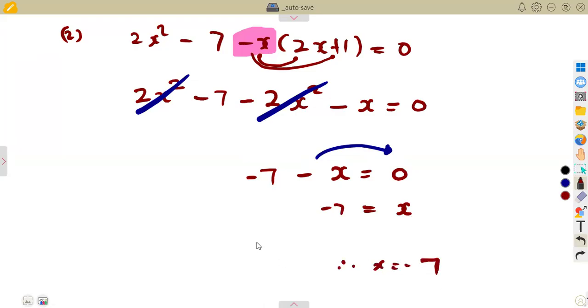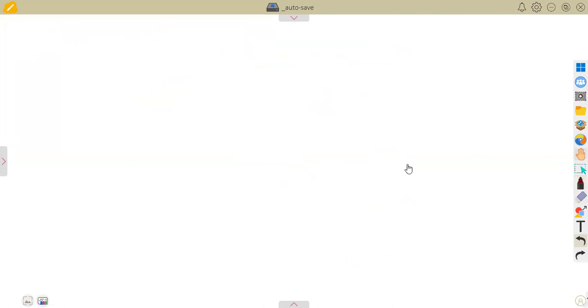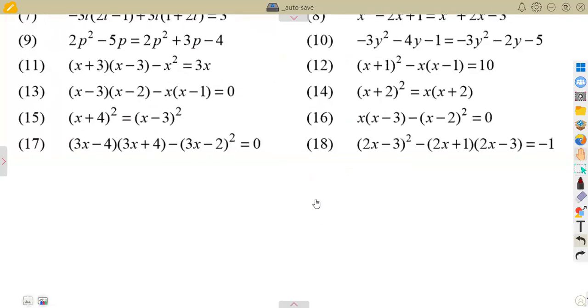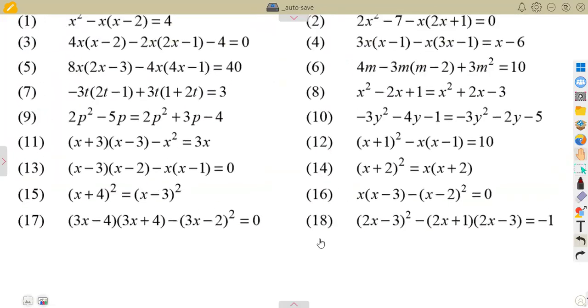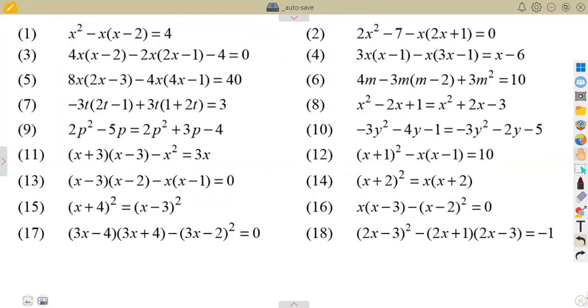That is, x is equal to minus 7. So don't be afraid of this squared part, the x squared that you're seeing. Don't be afraid about that. Expand your brackets as usual, as you are used to. All right, let's see number 4.